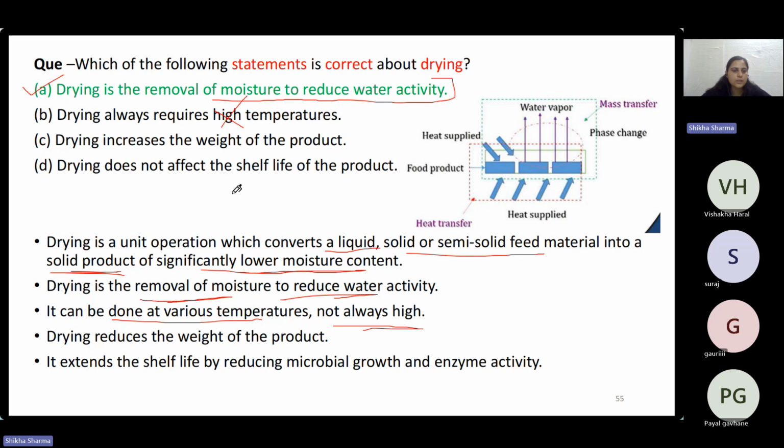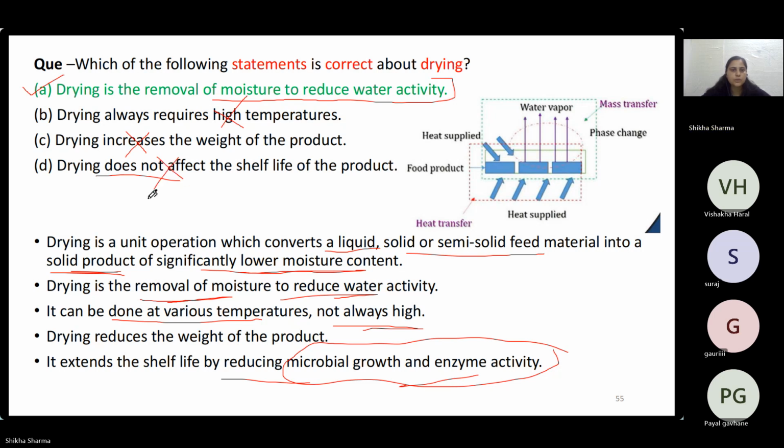Then, drying increases the weight of the product? No, it reduces the weight of the product. And drying basically increases the shelf life by reducing the microbial growth and enzyme activity. So this is also incorrect. So A is the correct answer.